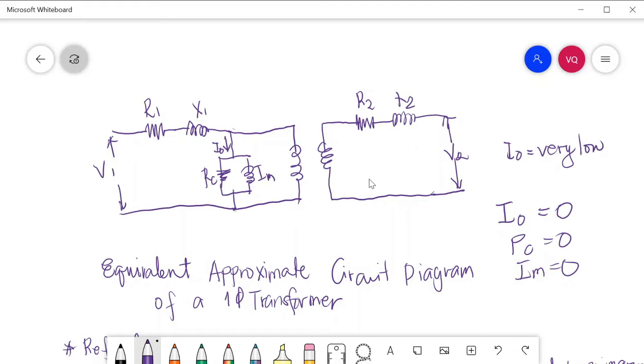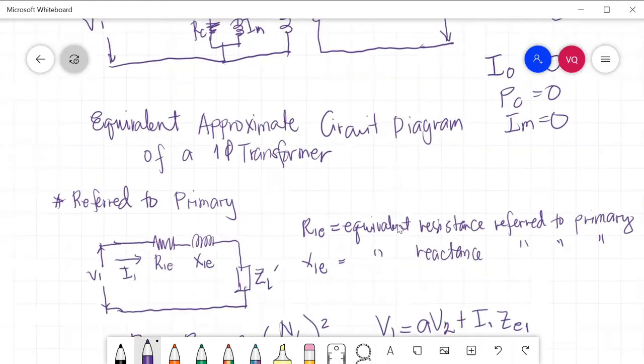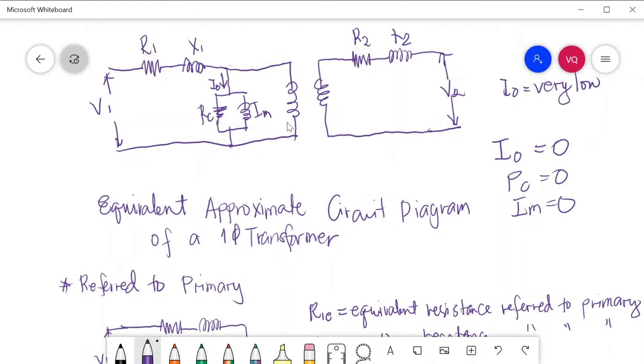So here, in our primary side, I0 or the no load current is very low. So we will consider the I0, Ic and Im. Ic is the copper loss due to the resistance here, and Im is due to the magnetization. So we will consider all of this to be equal to 0. So mawawala na tong circuit dito. So equivalent approximate circuit diagram of a single phase transformer, we will transform either in primary or secondary.